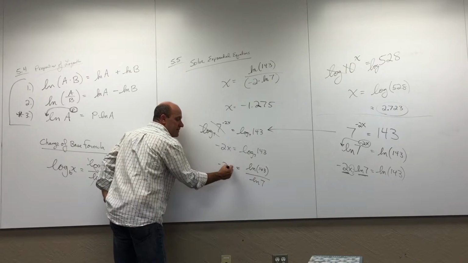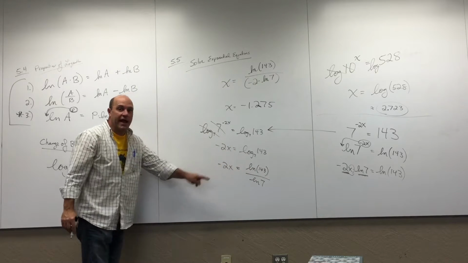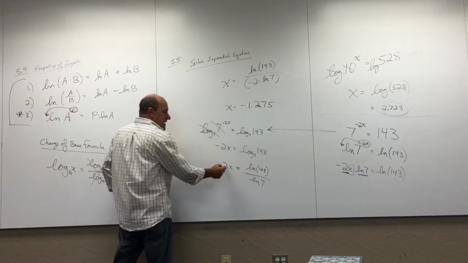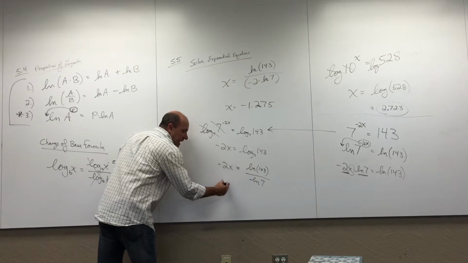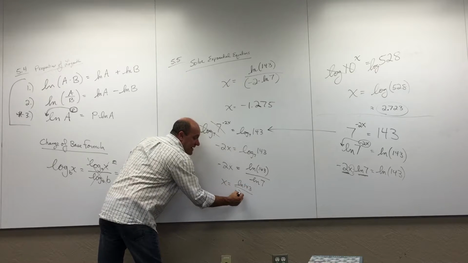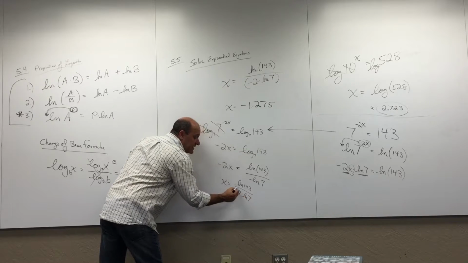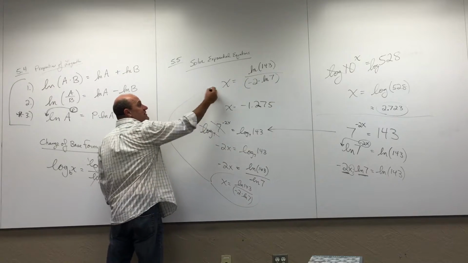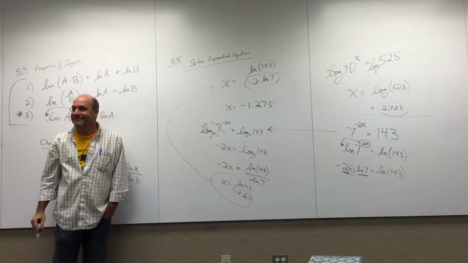You guys okay? One more move to get x. Divide by negative 2. So x is ln of 143 divided by negative 2 ln 7. Guess what? That's the same answer I had a few minutes ago, the same answer I had by my other method.